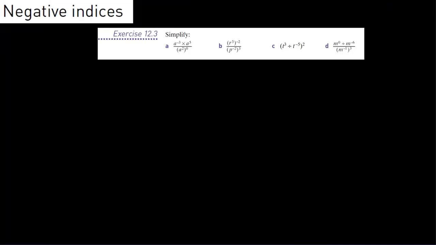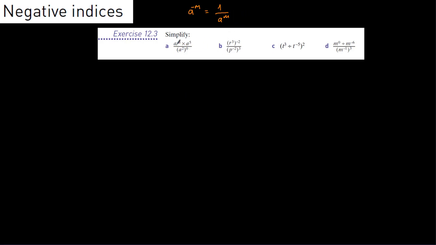Okay, the next one, negative indices. For the negative indices, we don't have different rules, only we have to be careful about this form. If you remember, if a to the power of minus m we have, which means that 1 over a to the power of m it has to be. So the negative index rule was this one.